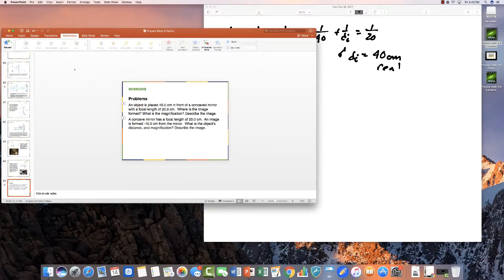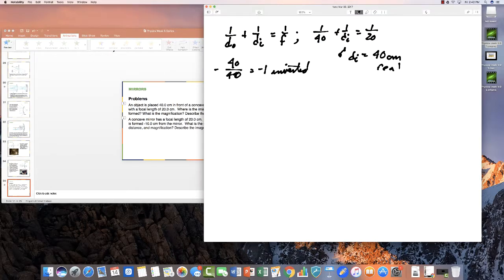Now let's take a look at this second one. A concave mirror with a focal length of 20. The image is formed minus 10 centimeters from the mirror. What is the object's distance and magnification? Okay, the fact that it's closer and minus tells you it's a virtual image, so it's very likely the object is within, or closer to the mirror than, 20 centimeters. Okay, so let's do that.